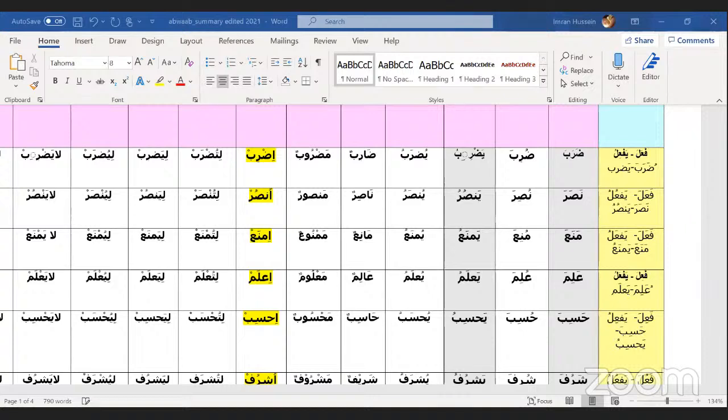So we're talking about the third person. Sorry, one second. So katabu means they. So hiya darabat. Hiya darabat. Okay. Continue, sister.